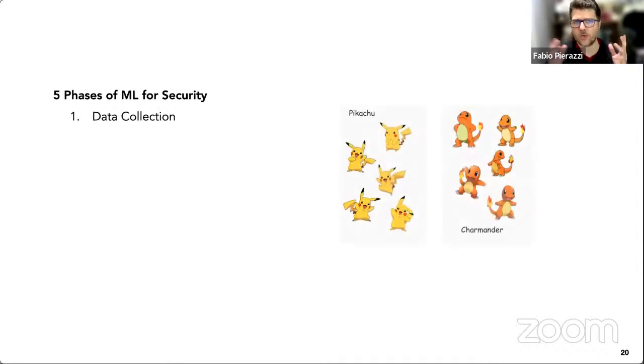I want to give you a quick overview of the phases of machine learning for security, in this case for malware analysis. I like to present it with Pokemons. We have Pikachus on the left and Charmanders on the right. These are our training data. We do some data collection first. We have some labeled applications because in machine learning we want to learn from the data. I know there are machine learning algorithms that work with unlabeled data, but for simplicity, we will ignore that.